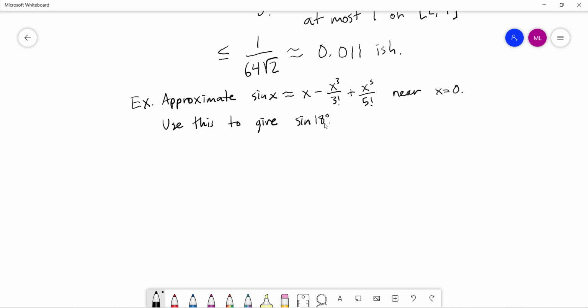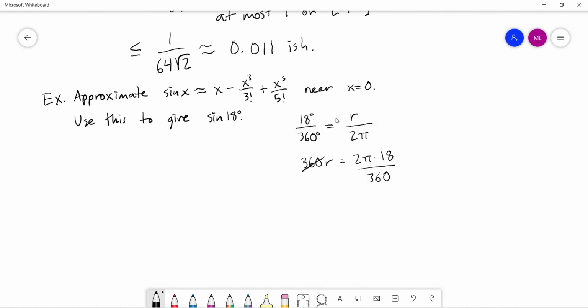Basically, you want to think of what fraction of a full circle this is equivalent to. So you can think of it as like 18 degrees out of 360 degrees should be the same as essentially the x value we're interested in. Let's call it r, the number of radians that we're interested in out of 2 pi. And we basically do our cross multiplication, and we get that 360r is equal to 2 pi times 18, and then we divide by the 360 on both sides, and we get simplification.